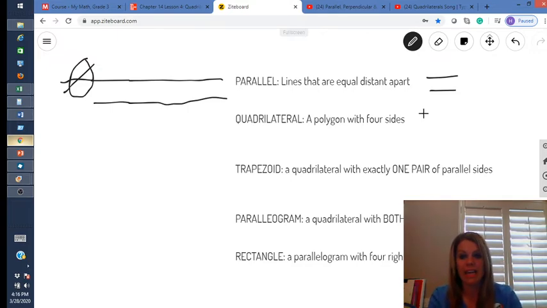Okay, now quadrilateral, that one's really easy. We learned about that. It's any polygon that has 4 sides. It can be like this, any polygon with 4 sides. It can be a square or a rectangle, right? So any polygon with 4 sides is a quadrilateral. Now, a trapezoid you might have learned about before. It's a quadrilateral, so it has 4 sides, but only one pair of the lines are parallel to each other.